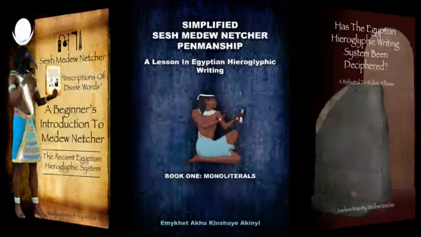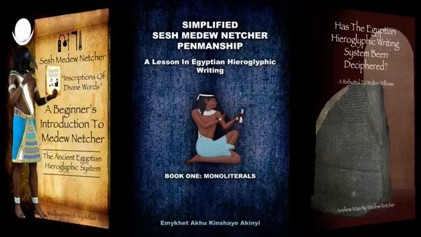You get to write faster, and the first book is a series, and this is volume 1. The first book focuses on the monoliterals, what we talked about as a pseudo alphabet. Pretty much you could use the monoliterals to write any word in Sesh Medew Netcher. It wasn't used as such, but you could definitely use it as that. So that was the perfect introduction into the art of scribing. So it focuses on the monoliterals. It shows you how to write them.